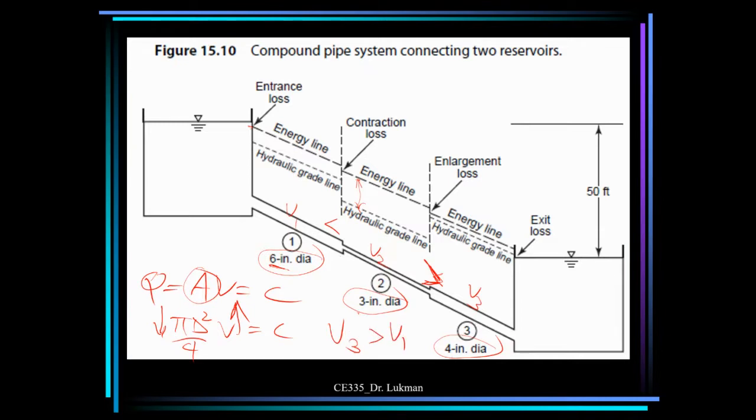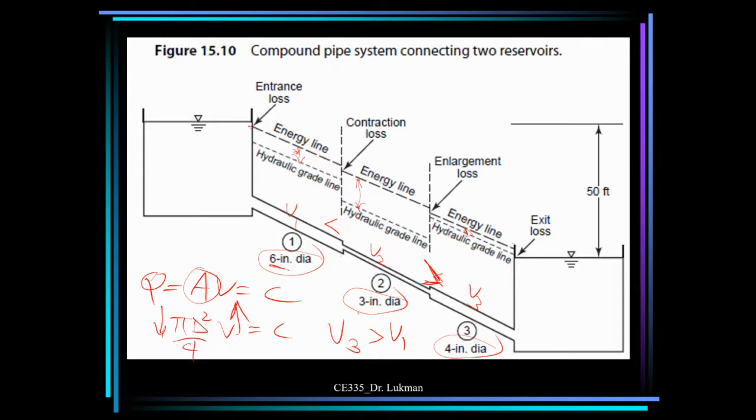Do you understand? Yes. Okay. So now, in this case, of course, that means in actual sense, when drawing this, the velocity head should be greater here than here, isn't it? The velocity head here should be greater in the third pipe than in the first pipe, okay?